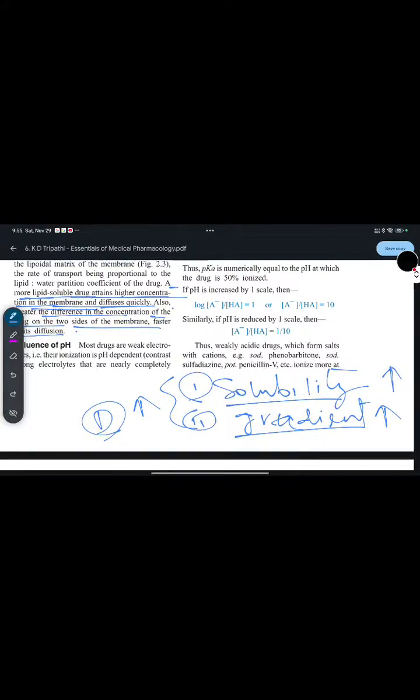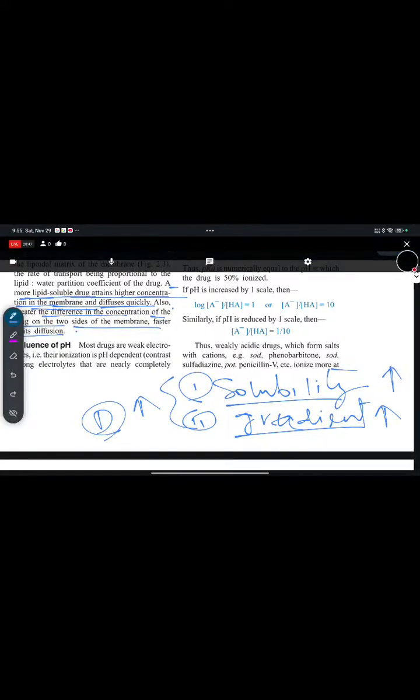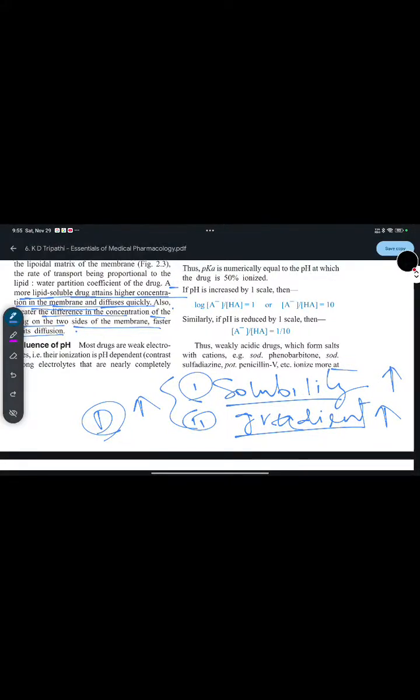Now we'll see another important point. If the membrane is made up of polar substances, and the drug or substance you are taking is water soluble, then in that case it will not diffuse through the lipid membrane easily, but it will definitely diffuse through the polar membrane easily, that is, water membranes.